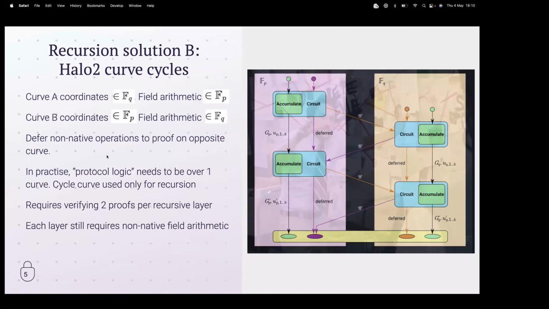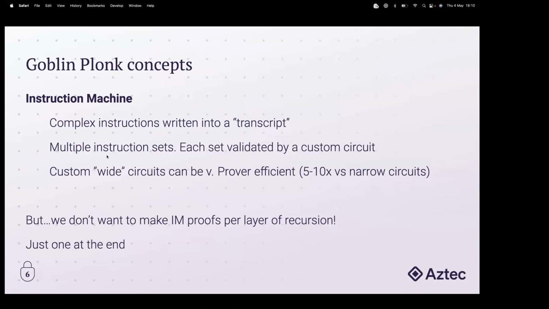And so this then leads on to Goblin PLONK, which I see as an iteration on Halo 2. The idea is, can we basically avoid doing this expensive curve bouncing step? One of the key concepts Goblin PLONK uses is this idea of an instruction machine. I think they're called state machines in other places. I very much pinched this idea from Geordie when I was chatting with him about zkVM. So this is very much coming from him.